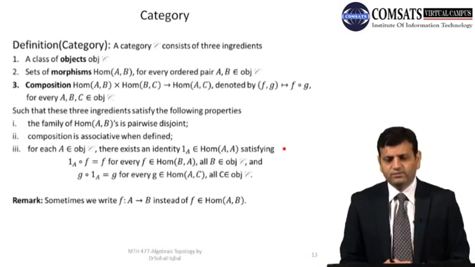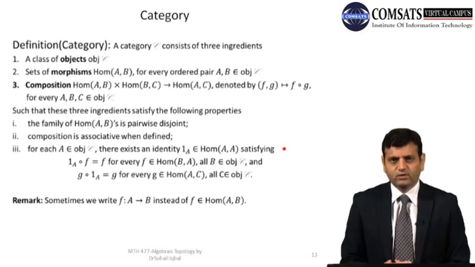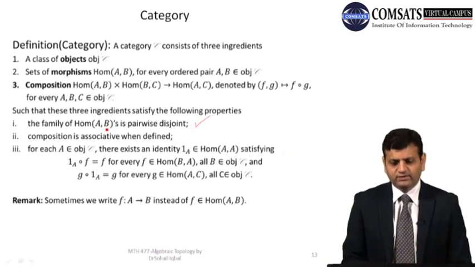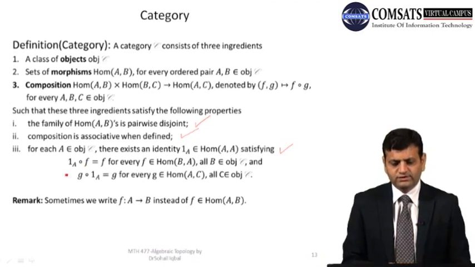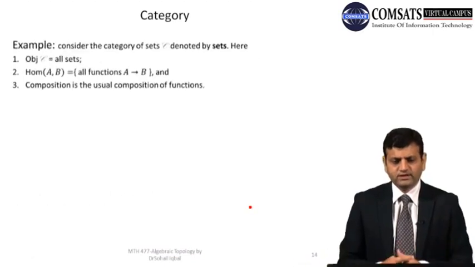So once again, what is a category? It has three components: objects, morphisms, and composition, satisfying the following three conditions. The elements of the morphism sets should be pairwise disjoint, composition should be associative, and there should be identity morphisms satisfying these two conditions. A simple remark: sometimes we write f from A to B instead of f belongs to Hom(A,B). So let's consider examples.